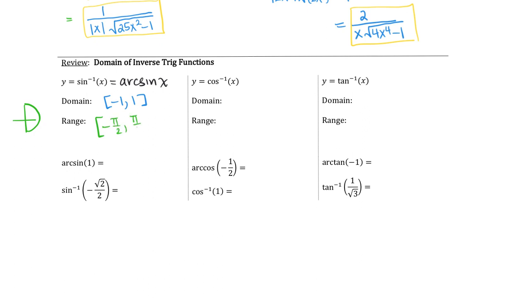So if I do arcsine, my answer will always be between -π/2 and π/2, or it will be one of those answers. So if I do the arcsine of 1, I think about where's the sine equal to 1? Sine is equal to 1 up here, which is in the correct range. So from here to here, if I go in the positive direction, the answer is π/2.